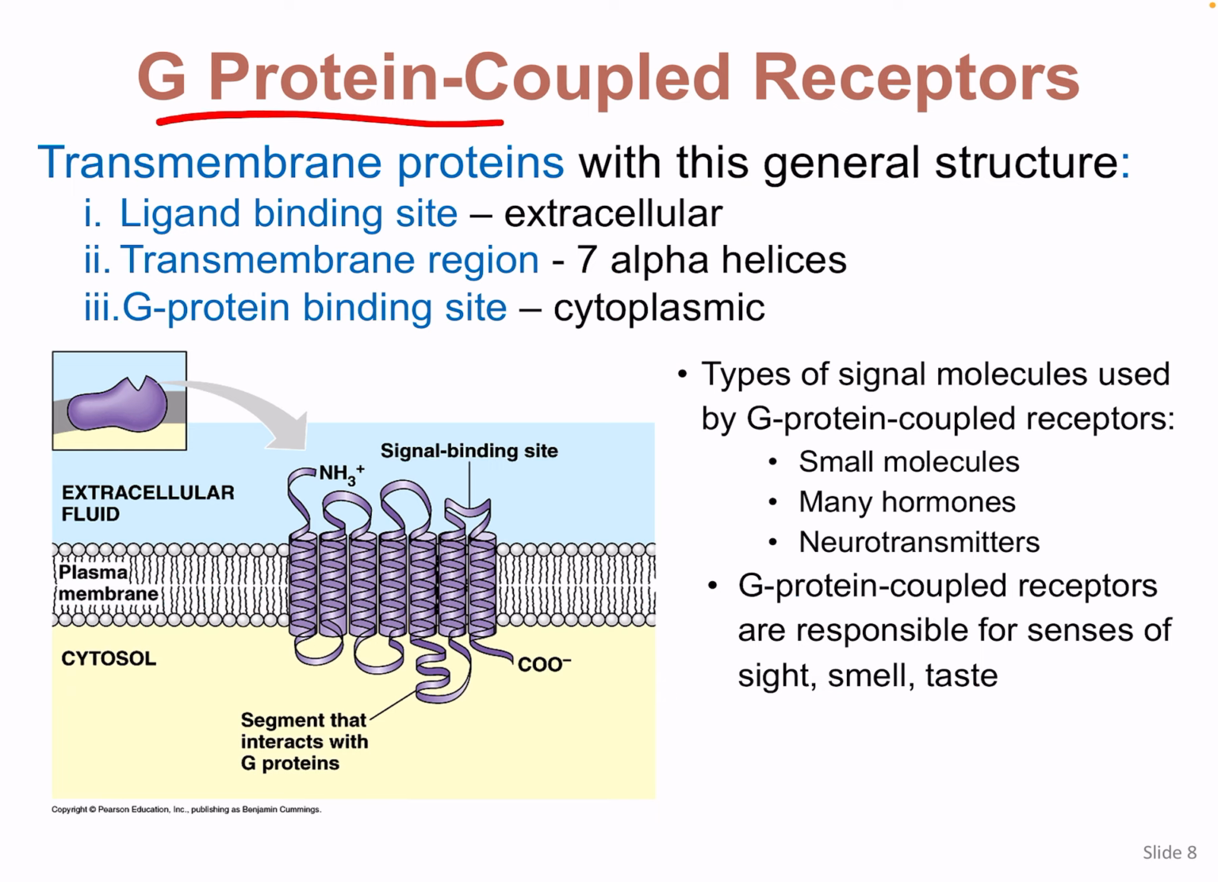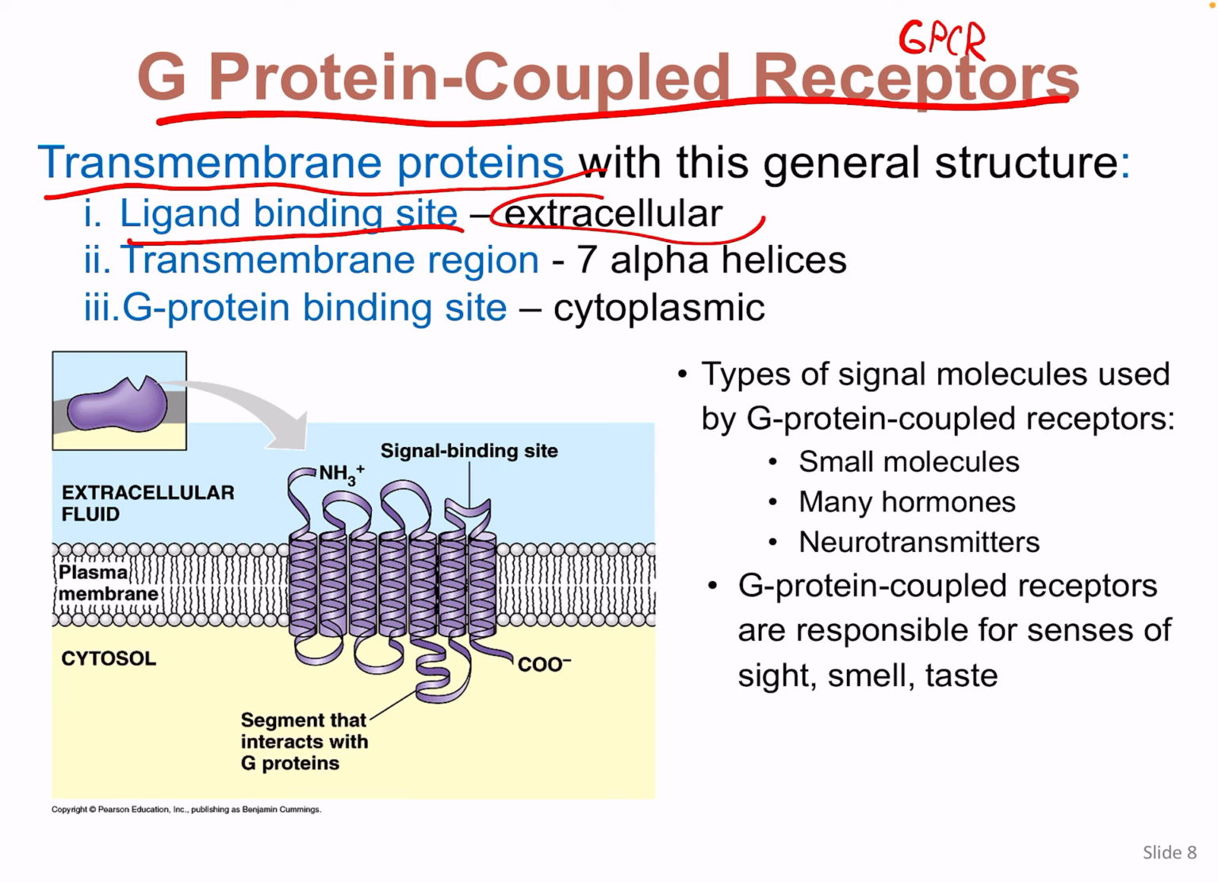So G-protein coupled receptors, like I said, GPCRs. These are transmembrane proteins with this general structure. First, they have a ligand binding site, which is extracellular. We have a transmembrane region, which involves 7 alpha helices. Here we can see the transmembrane region with our 7 alpha helices. Then we have a G-protein binding site in the cytoplasm. You can see here.